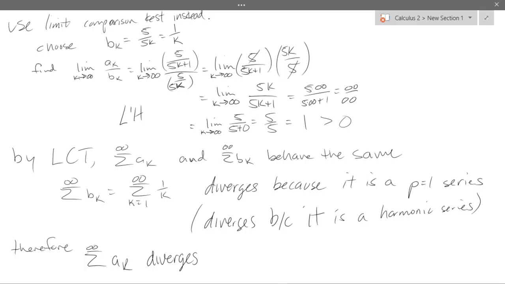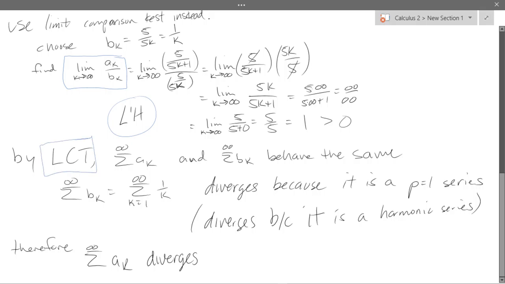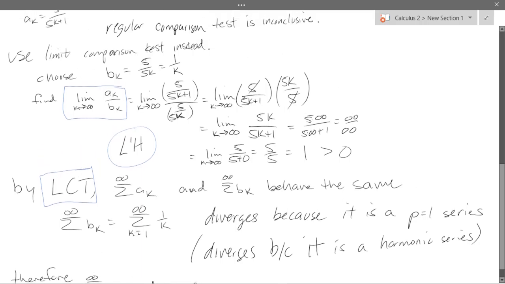So how much of this do you actually need to write on your own answer to get full credit? Let's highlight all the important stuff. I had to figure out this limit here, definitely. Somewhere along the way, I need L'Hopital's rule to make it work out. I definitely need a limit comparison test. You had to be very clear about what you're comparing to. So up here, I said this is what I'm comparing to.